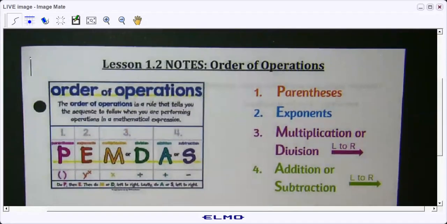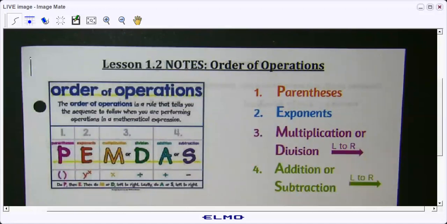Okay, so lesson 1.2 is order of operations. Again, this is just review. The difference between pre-algebra and algebra, though, is going to be just how long and extensive the problems are. So first, we're going to start off small, and we're going to move ourselves up to longer and more complex problems. So it's always been PEMDAS: parentheses, exponents, multiplication, division, addition, subtraction.